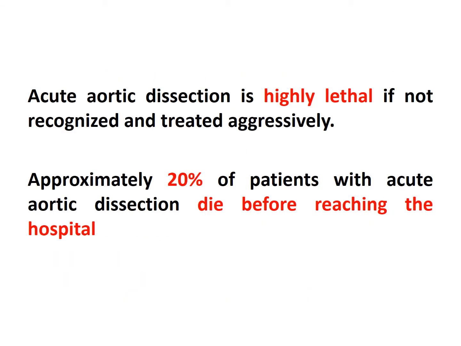Acute aortic dissection is considered highly lethal if not recognized and treated aggressively, so it is an important cardiac emergency. Patients may have a cardiac arrest from hemopericardium or due to rupture. Approximately 20% of patients with acute aortic dissection die before reaching the hospital.